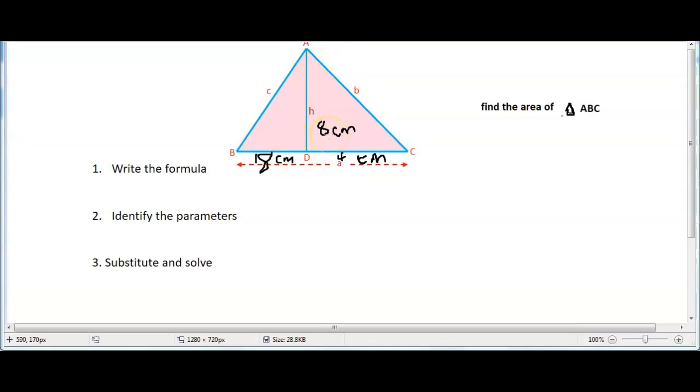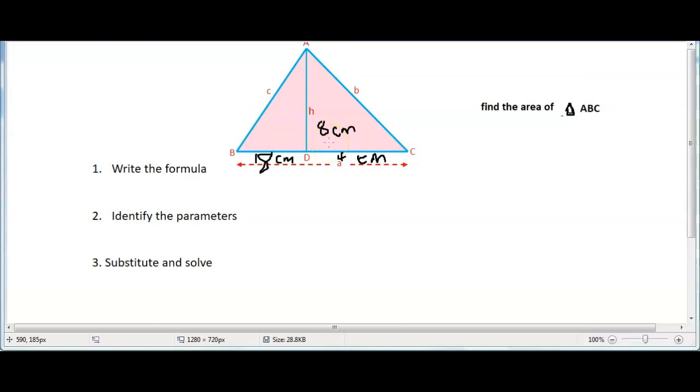Then there's triangle ADC. This triangle also has 2 given sides: DC, which is 4 centimeters, and AD, which is 8 centimeters. The 2 triangles share a common side AD, 8 centimeters.